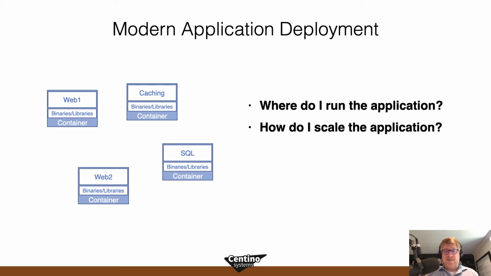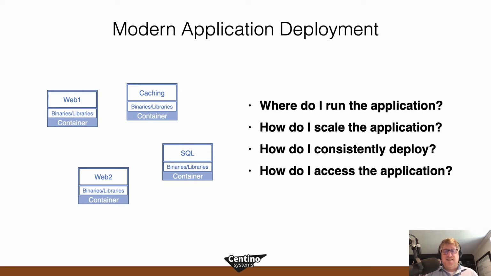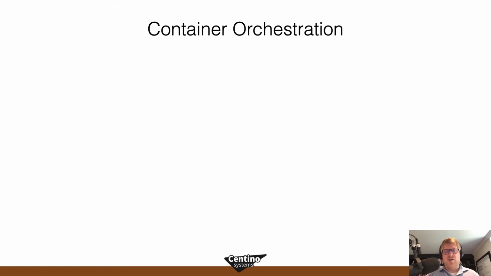How do I scale these applications? Again, do I want to run up to servers and type docker run over and over and over again? How do I consistently deploy a potentially complicated application that's made up of multiple containers? And then how do I access this app? How do I get users to access the front-end web applications? How do I get the web applications to hit the caching tier, and then the caching tier to hit the data tier? How do I piece all of that together? That's where container orchestrators come in.